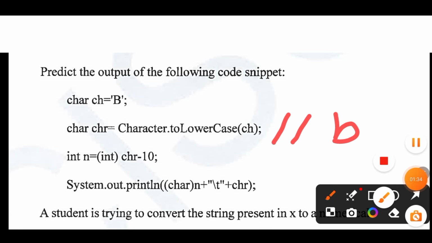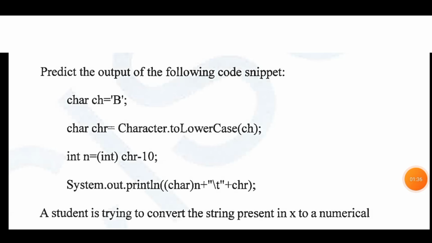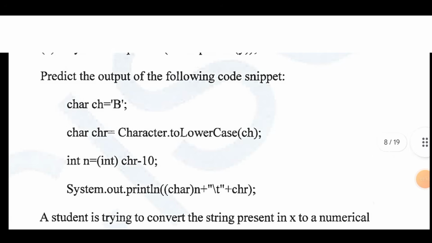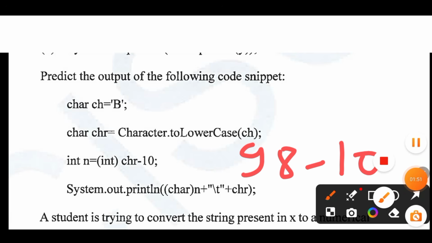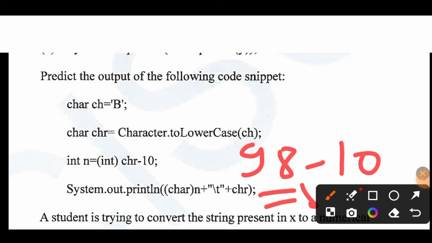What is the ASCII value of small b? We all know that the ASCII value of small a is 97, so it is going to be 98. So 98 minus 10 is stored in variable n, that is going to be 88. 88 is the value stored.